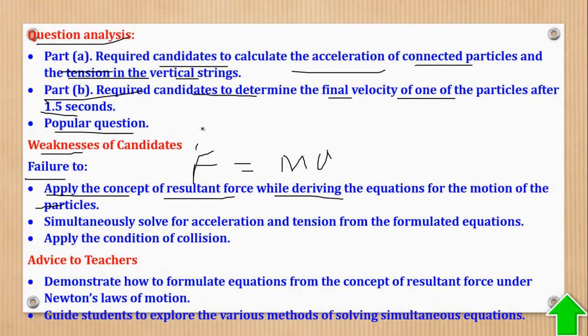F means resultant force in the direction of motion. Other failures were failure to solve simultaneously for acceleration and tension in the equations formulated, and failure to apply the condition of collision. Was there any collision? No. So this wasn't there.